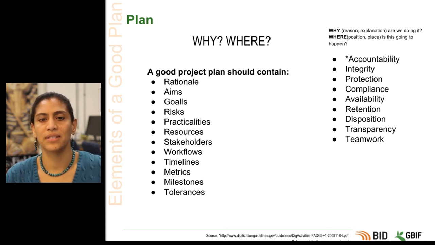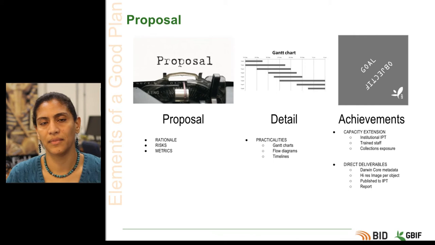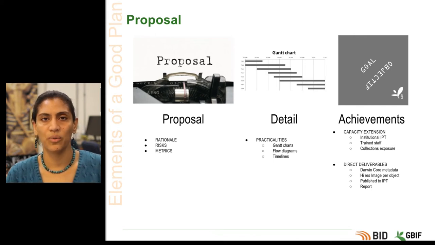So let's break this down into its elements. The first thing we will discuss is what we will call the proposal. Think of it as a statement of work. In the context of a practical planning document, the proposal contains a streamlined statement of the rationale for the project, an analysis of potential risks, and the metrics by which the performance and deliverables will be measured.